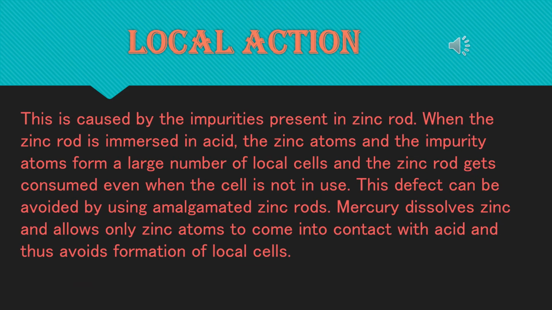There are two defects of simple voltaic cell. First one is local action. Local action is caused by the impurities present in zinc rod. When the zinc rod is immersed in acid, the zinc atoms and the impurity atoms form a large number of local cells, and the zinc rod gets consumed even when the cell is not in use. This defect can be avoided by using amalgamated zinc rods. Mercury dissolves zinc and allows only zinc atoms to come into contact with acid and thus avoids formation of local cells.